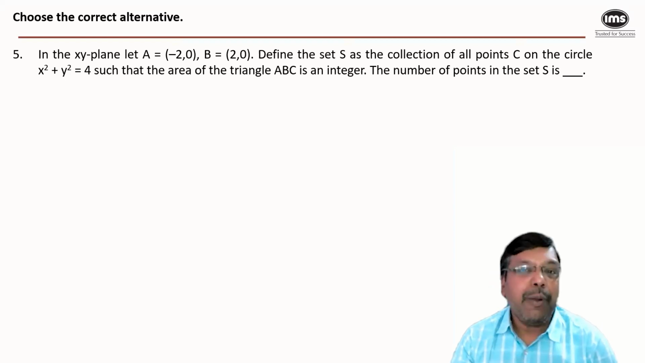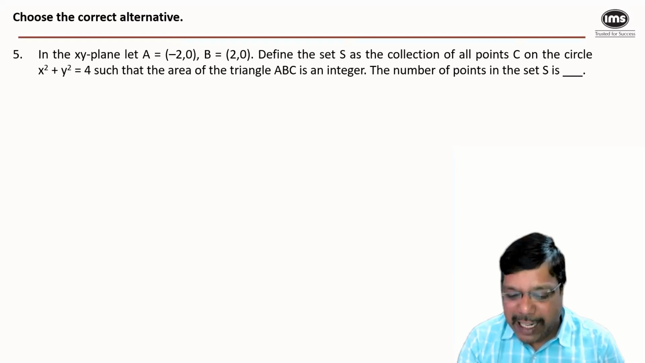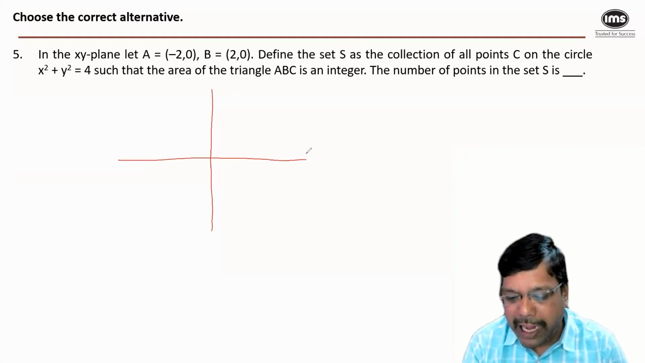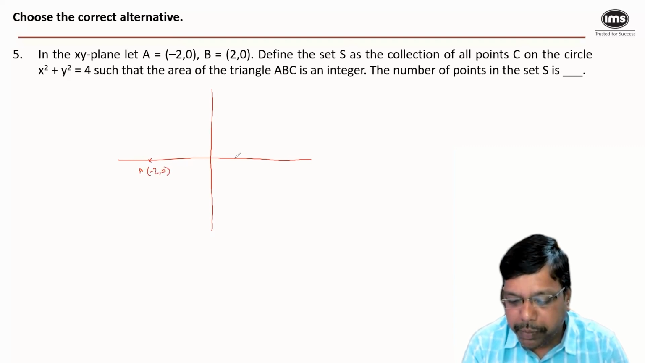Now, there are multiple conditions. So, let us take one after the other. Now, there is an XY plane. So, let me draw an XY plane with 2 points, A minus 2 comma 0 and B 2 comma 0.